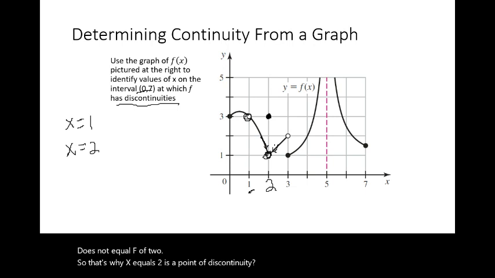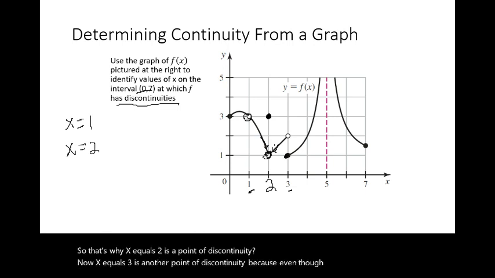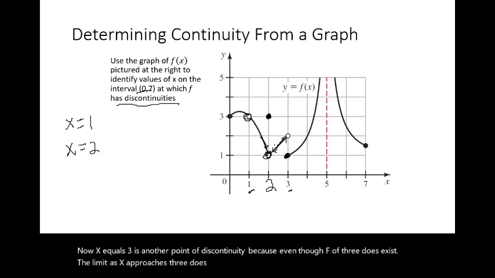Now x equals 3 is another point of discontinuity because even though f of 3 does exist, the limit as x approaches 3 does not exist because from the left it is approaching 2, from the right it is approaching 1. So overall, the limit as x approaches 3 does not exist.